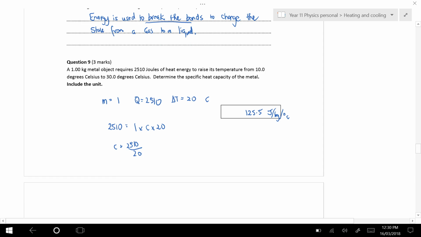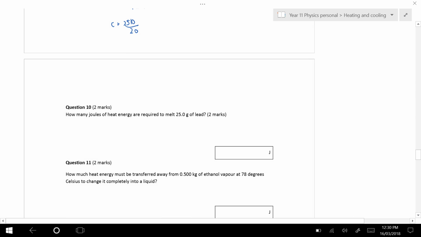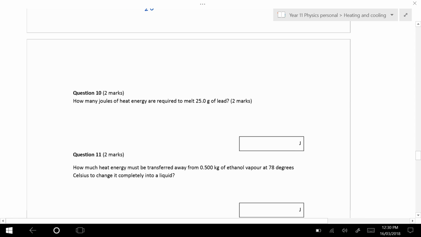Okay, we haven't really done anything on state changes though. How many joules of heat energy are required to melt 25 grams of lead? When we're talking about melting or vaporization, we're talking about a change in state. So we need to use the energy, but this time we've got to use the mass times the latent heat of fusion for lead.